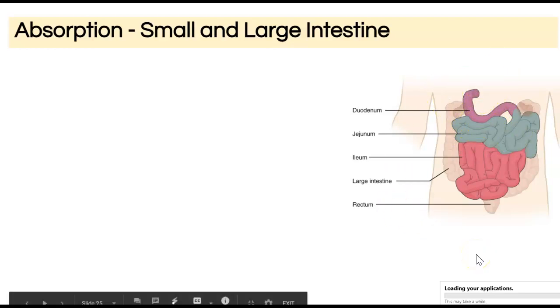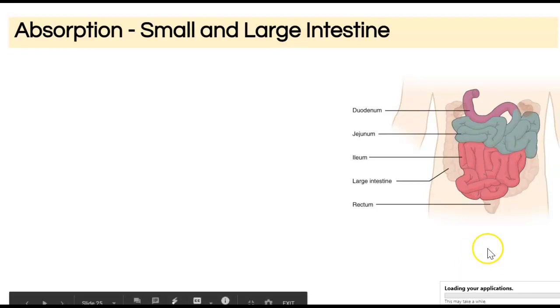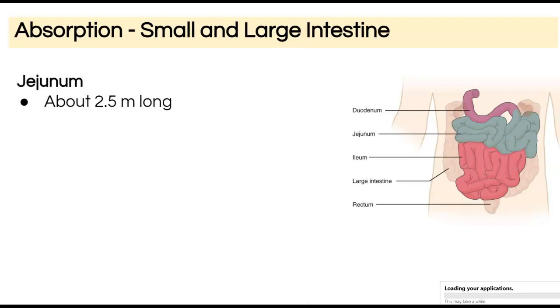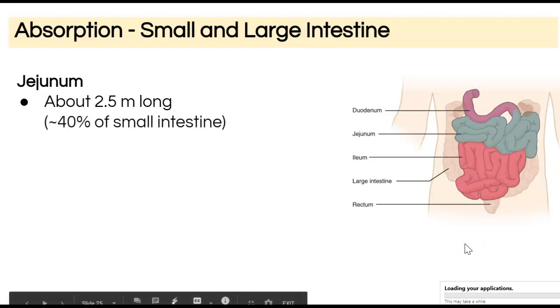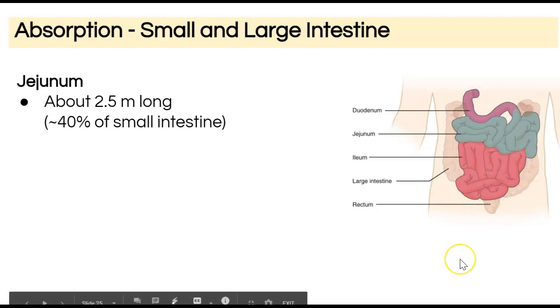So I'm going to talk about how the jejunum and the ileum are just a little bit different than the duodenum. And the first thing that I hope that you're noticing is that it's quite a bit longer than the duodenum. In fact, about 2.5 meters long. So that constitutes about 40% of the small intestine. And sorry, I might have misspoken earlier when I said that the jejunum was longer. The ileum is longer. But we will get to that.